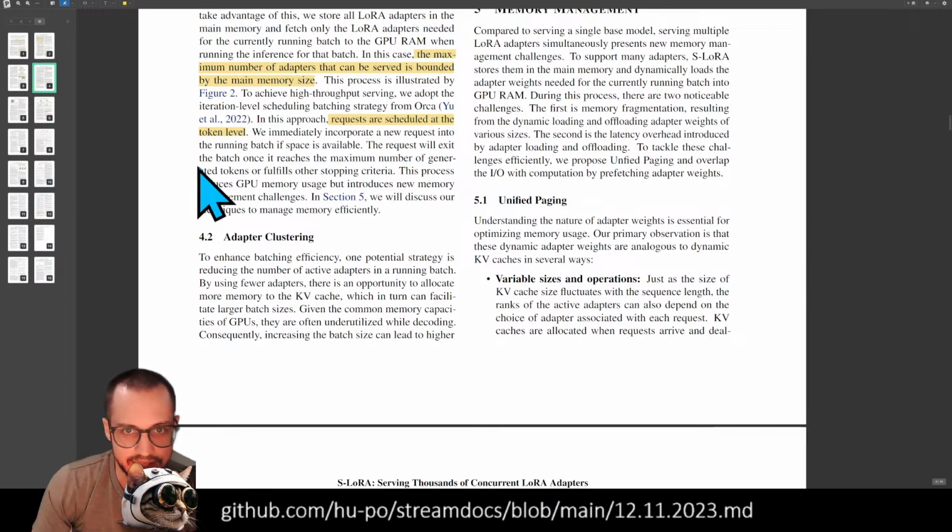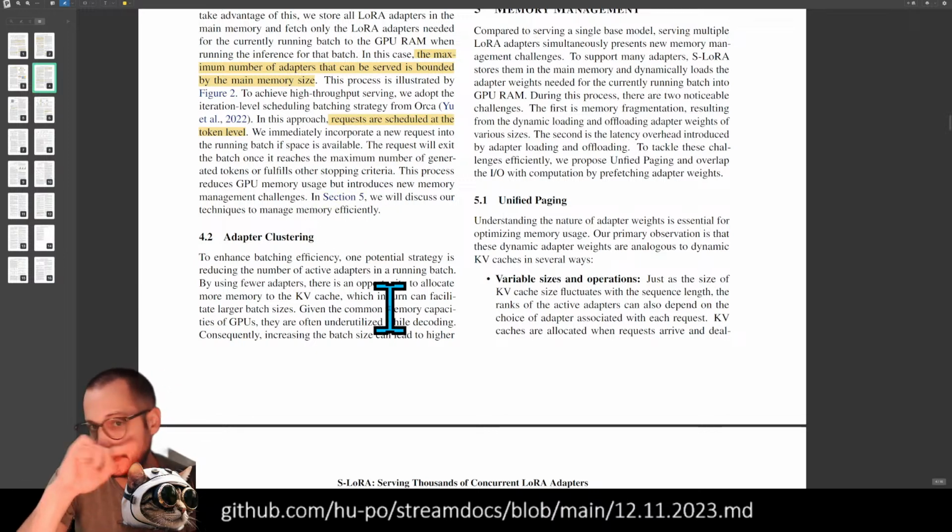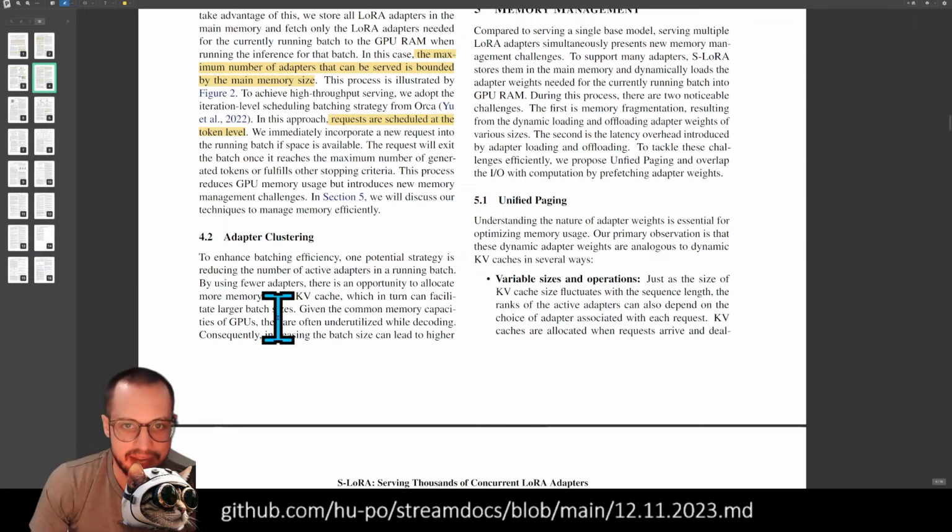The request will exit the batch once it reaches the maximum number of generated tokens or fulfills other stopping criteria. This process reduces GPU memory usage but introduces new memory management challenges. Okay. To enhance batching efficiency, one potential strategy is reducing the number of active adapters in a running batch. Using fewer adapters, there's an opportunity to allocate more memory to the KV cache. So there's this kind of trade-off, right? Do we have more adapters or more KV cache on our GPU memory?